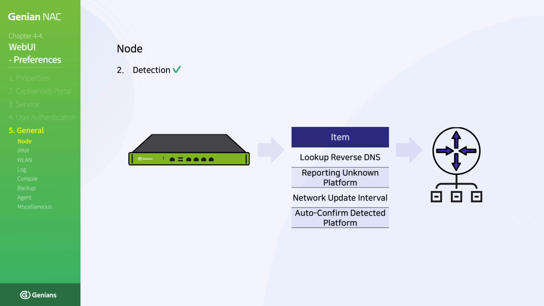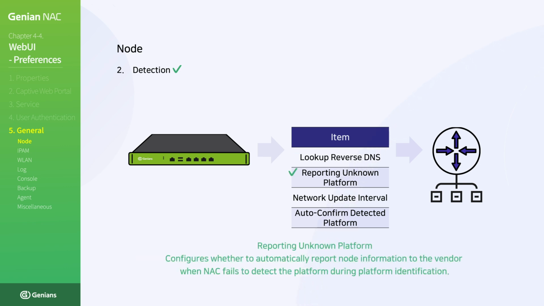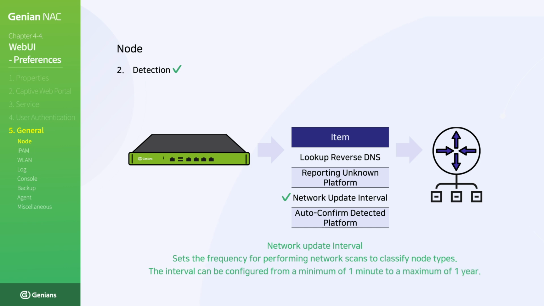The detection option includes the following configurations. Lookup reverse DNS determines whether to use reverse DNS queries to resolve an IP address into a host name. Additionally, it allows configuring whether to search for device names based on the resolved IP addresses. Reporting unknown platform configures whether to automatically report node information to the vendor when NAC fails to detect the platform during platform identification. Network update interval sets the frequency for performing network scans to classify node types. The interval can be configured from a minimum of 1 minute to a maximum of 1 year.